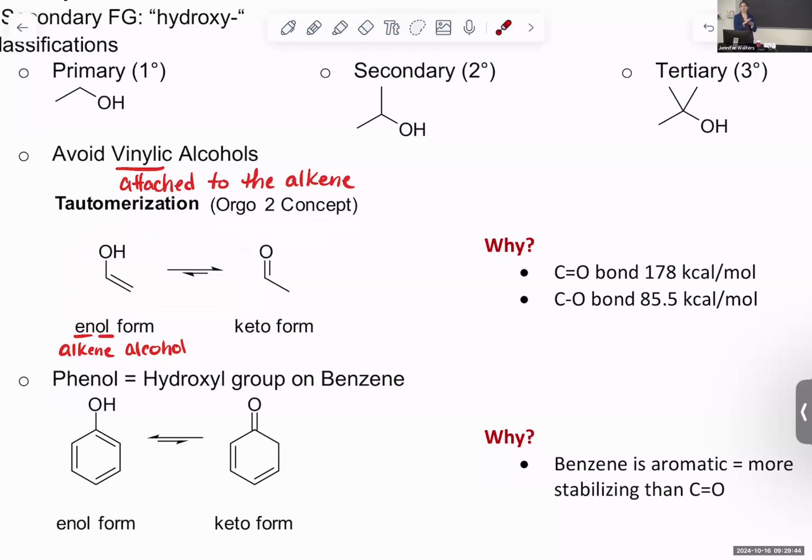If there are no other factors at play, then that keto form, the carbonyl, is going to be more stable, because that carbon-oxygen double bond is stronger, it takes more energy to break it, than your carbon-oxygen single bond. Because there's so much more energy associated with it, this is way more favorable. That is the form that is preferred. So we want to avoid showing these enols because they're going to readily tautomerize to become a ketone or aldehyde.